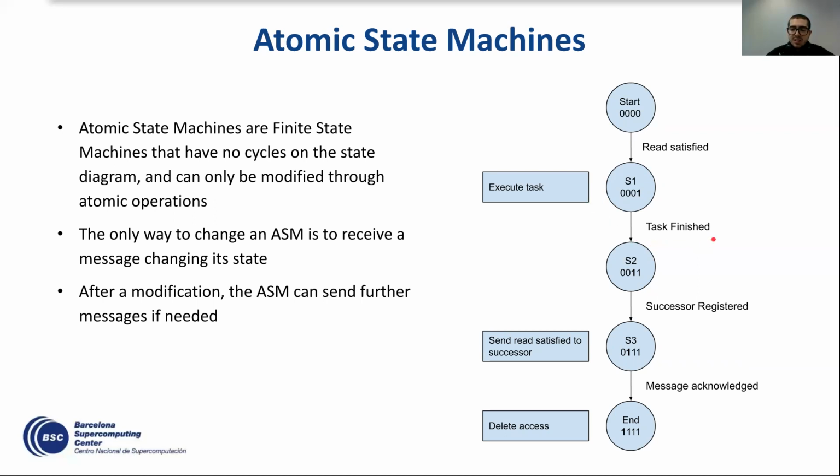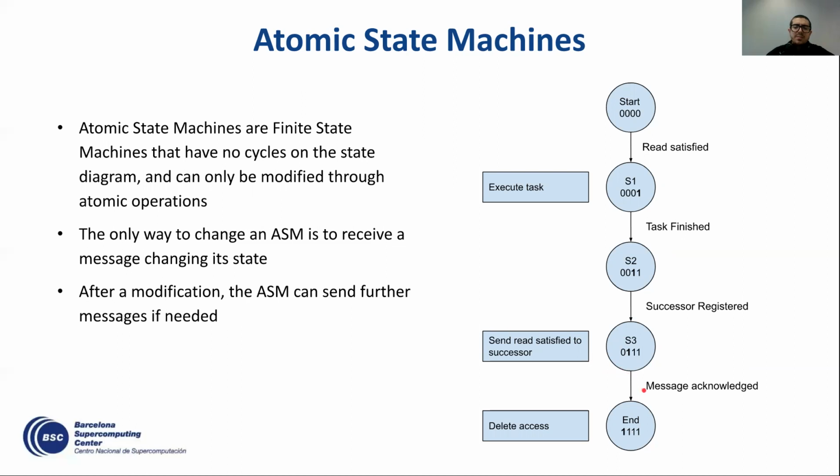When this task finishes, we receive the task finish message, and we set the corresponding bit to 1. And in this case, for example, we decide to do nothing because there is no action to do. We cannot delete this access or send anything yet. However, we received a message later on that a successor access has been registered. So now we have another access that depends on this one, and we have to propagate the information. So we set to 1 the bit, and we decide that we send a message to the next access.